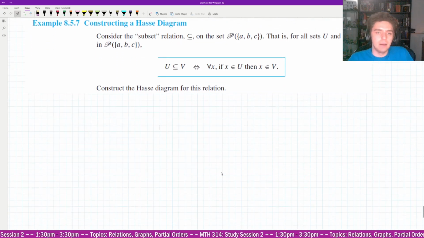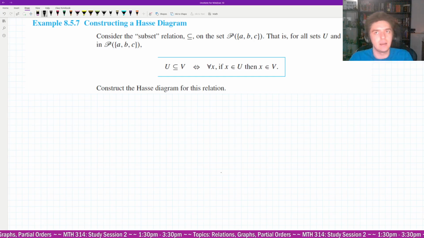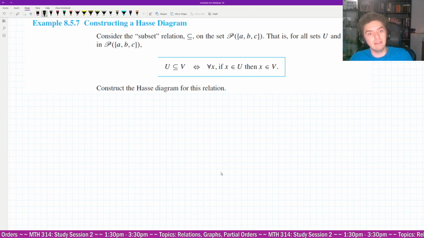right? Okay, so we want to draw the Hasse diagram for this, which is just a way to represent this. So to draw the Hasse diagram, you can jump right to the Hasse diagram, but let's first draw it as a graph, and then see how we can turn that graph into a Hasse diagram.